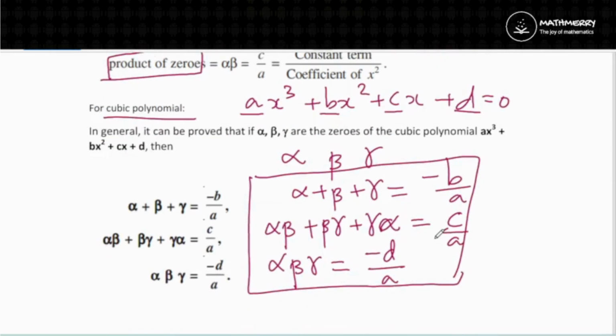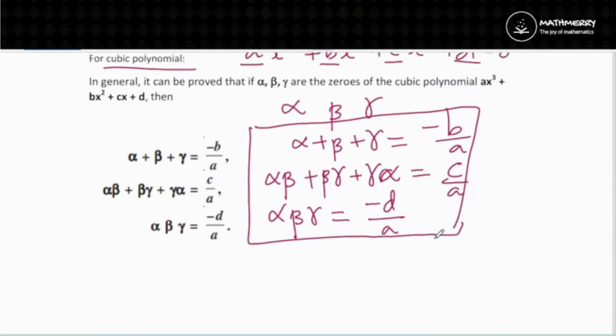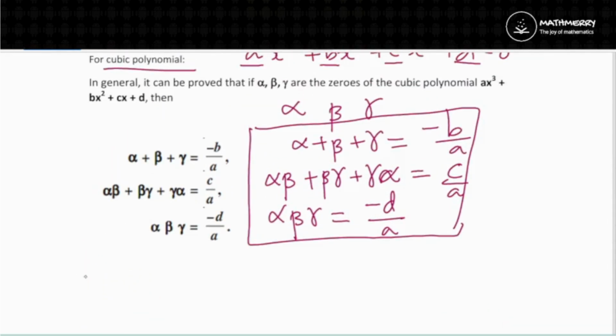Then what about a linear polynomial? We know that the linear polynomial is represented as ax plus b is equal to 0. Then obviously x is equal to minus b by a. That's the only thing we have.